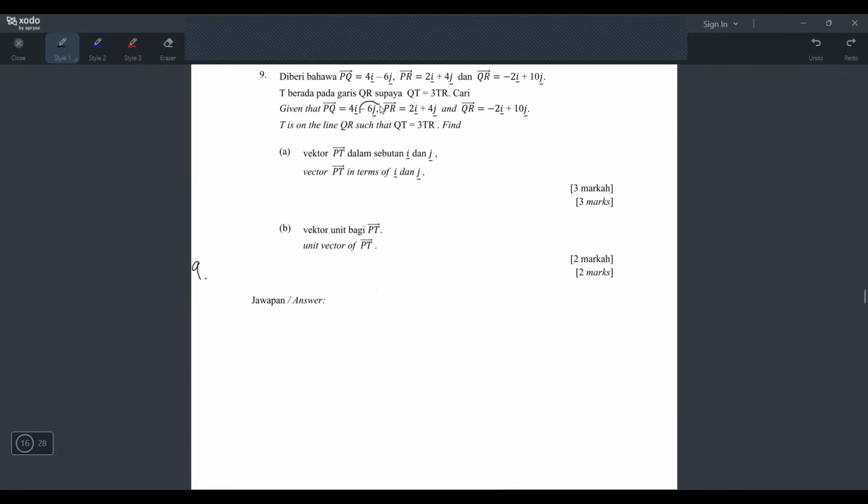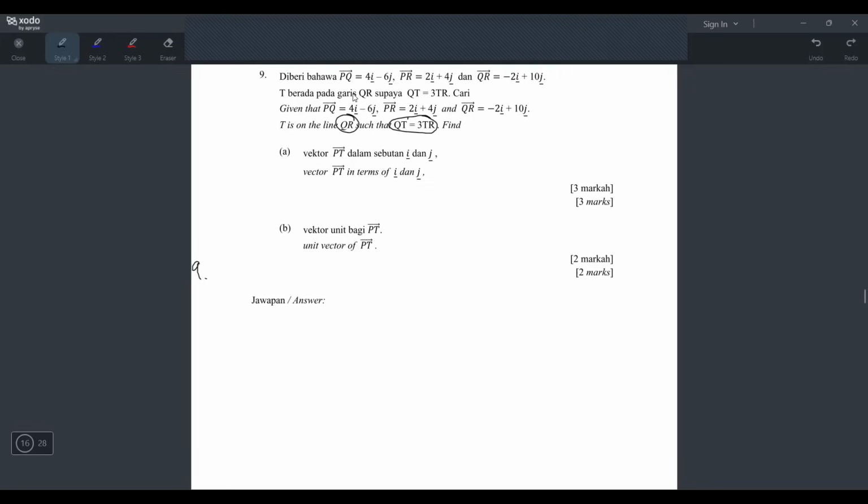Okay, and then what about the j vector? The j vector is for pergerakan yang atas bawah, like vertical movement atas bawah. And kalau positif atas lah, kalau negatif bawah. Okay, so this one is positive i and then negative j. It means ke kanan ke bawah. That's what it means. Okay, and then the rest is vector PR 2i plus 4j, vector QR negative 2i plus 10j. And then T is on the line QR such that QT equals 3TR.